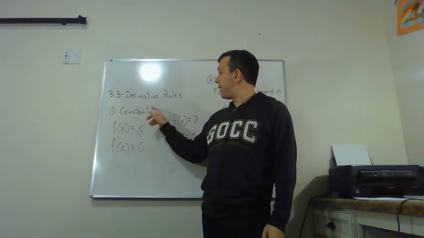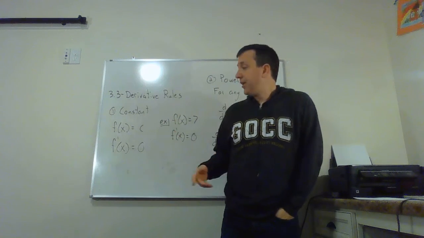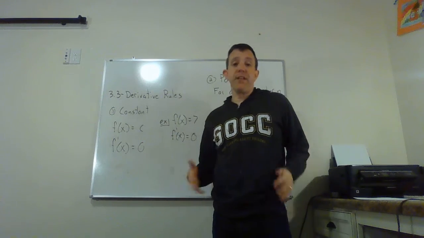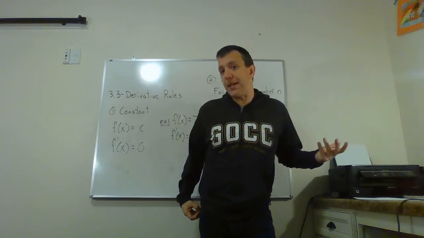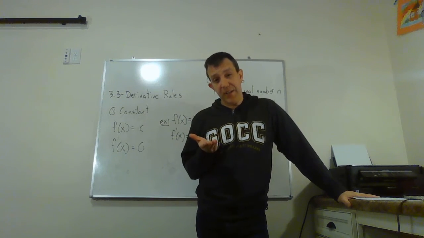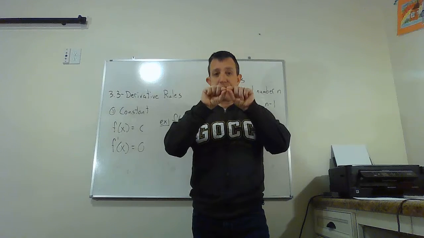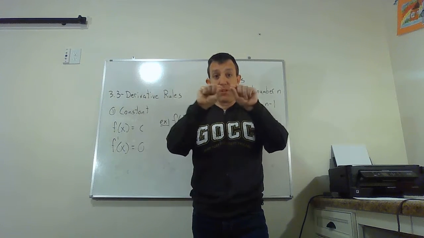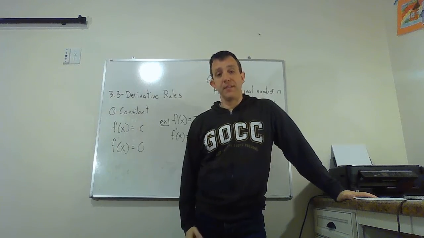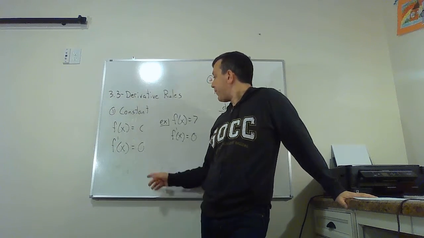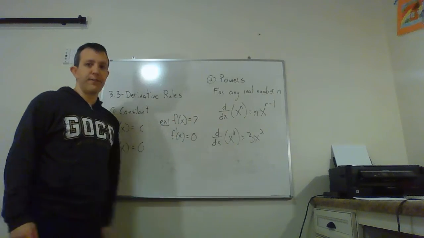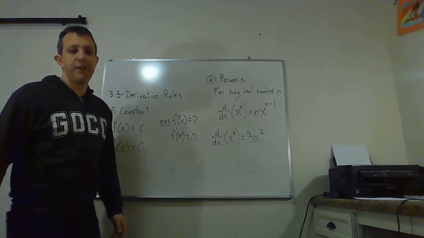So the first derivative that we know is for a constant. So if f of x is equal to a constant c, its derivative then is just 0. And I think that makes sense. Remember, if the derivative is giving us the slope of the tangent line, if you have a constant function, you have a line with a slope of 0. Well, that makes sense then that its derivative is 0. So for example, if f of x is 7, its derivative is just 0. Very, very fun.